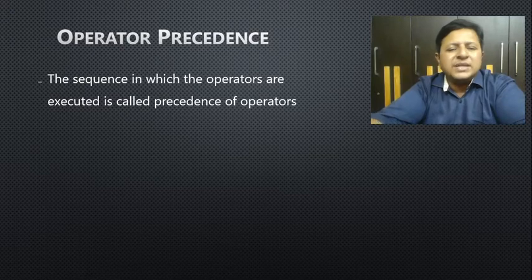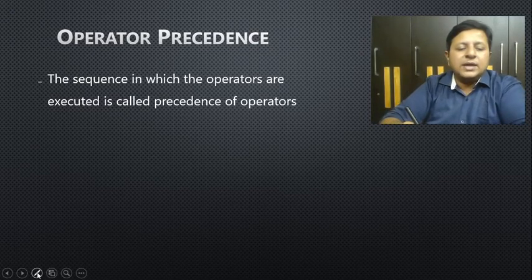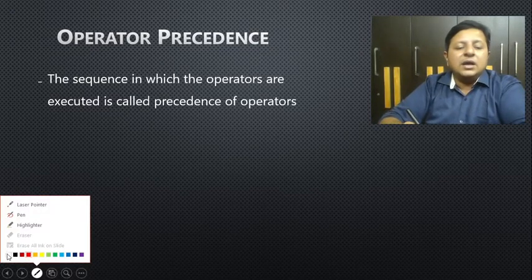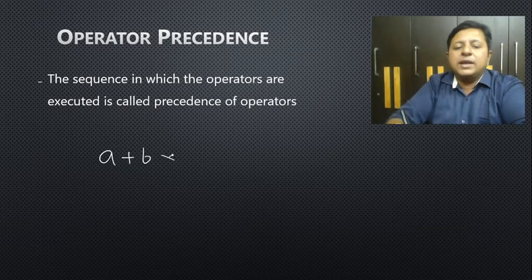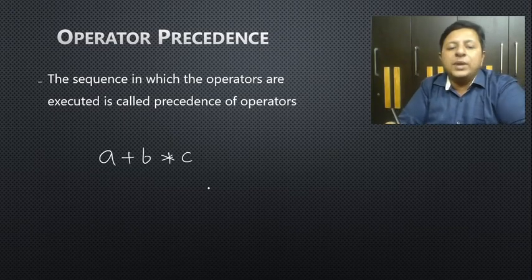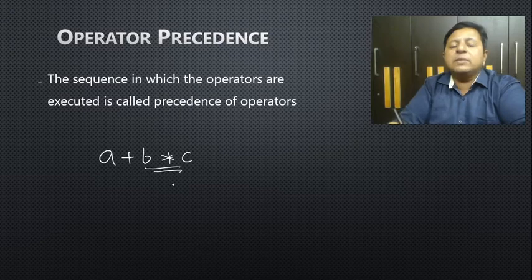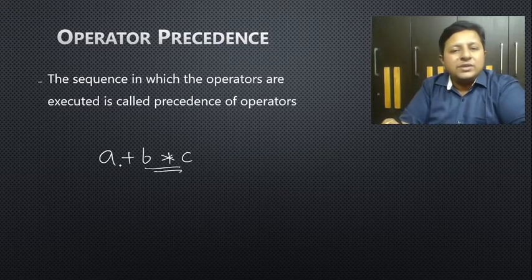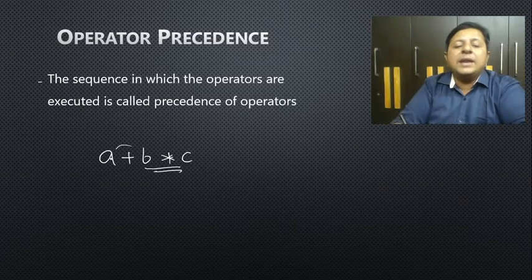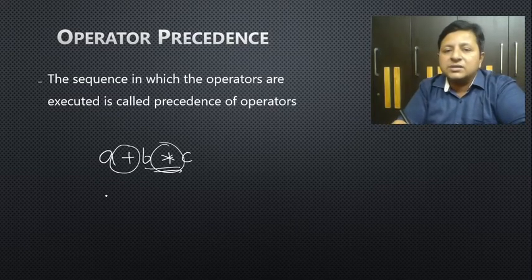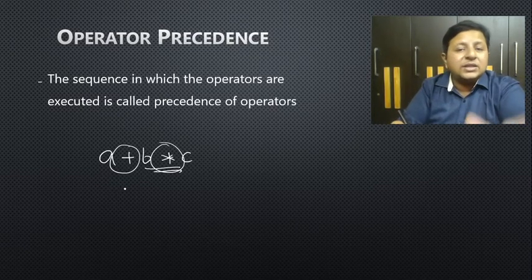A very simple example: if you say addition and multiplication, let's say A plus B into C. All of us know very well that by default multiplication will be done first and then addition. So without even specifically thinking about it, by default we understood the precedence of the operators as far as additive and multiplicative operators are concerned. That is basically the concept of precedence.